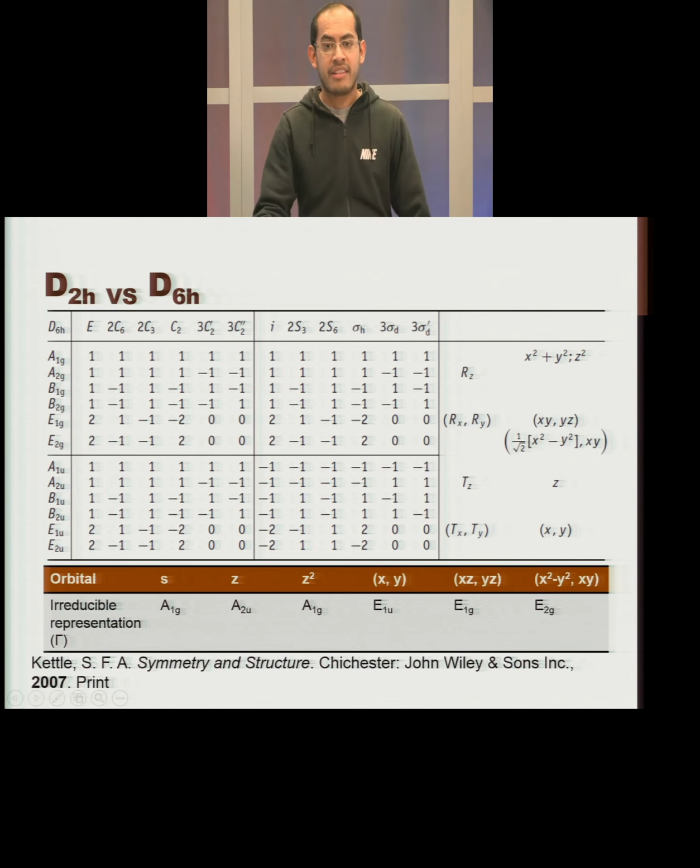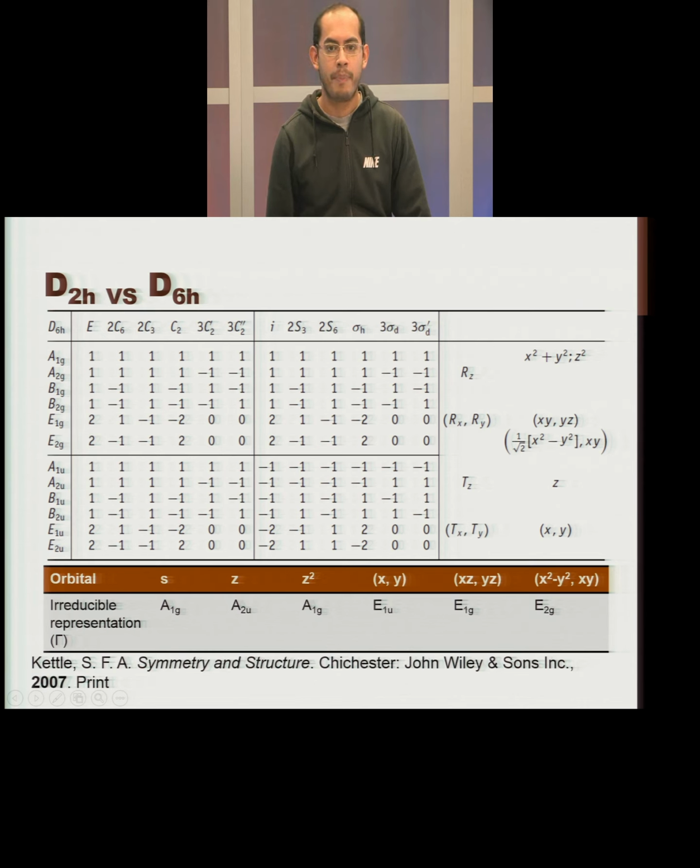We can start by showing what happens to the basic functions when we lower the symmetry of the molecule. Let's look at the D6h character table. We need to find the irreducible representations that contain the s orbital, the 3 p orbitals, and the 5 d orbitals. We can see that the s orbital belongs to the A1g irreducible representation, the pz to the A2u, and the dz squared to the A1g.